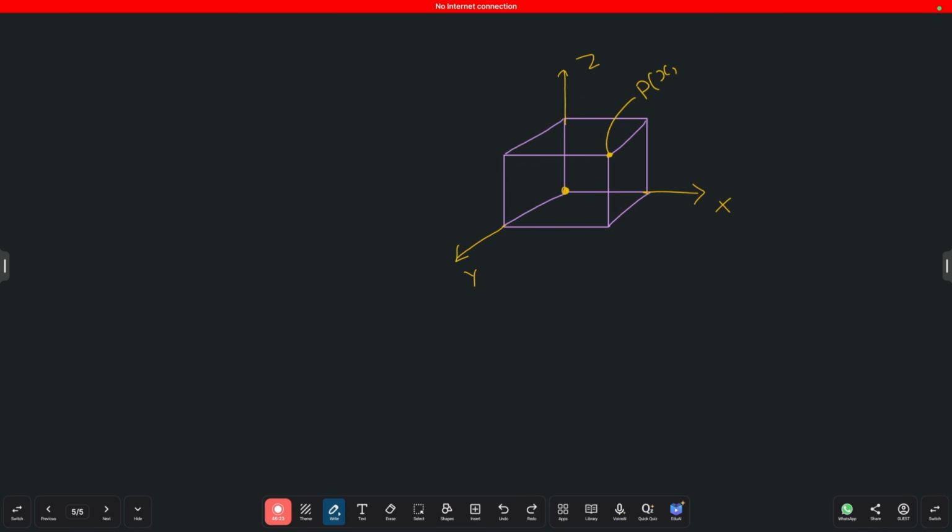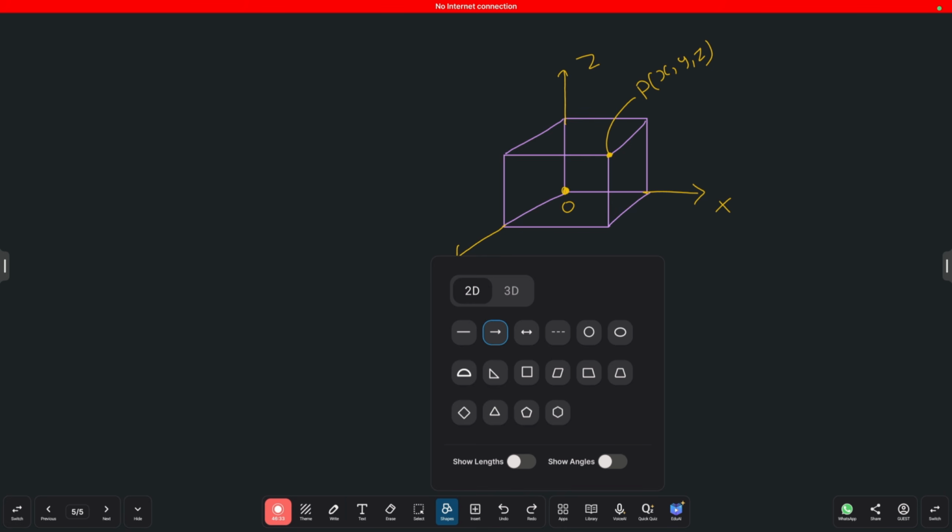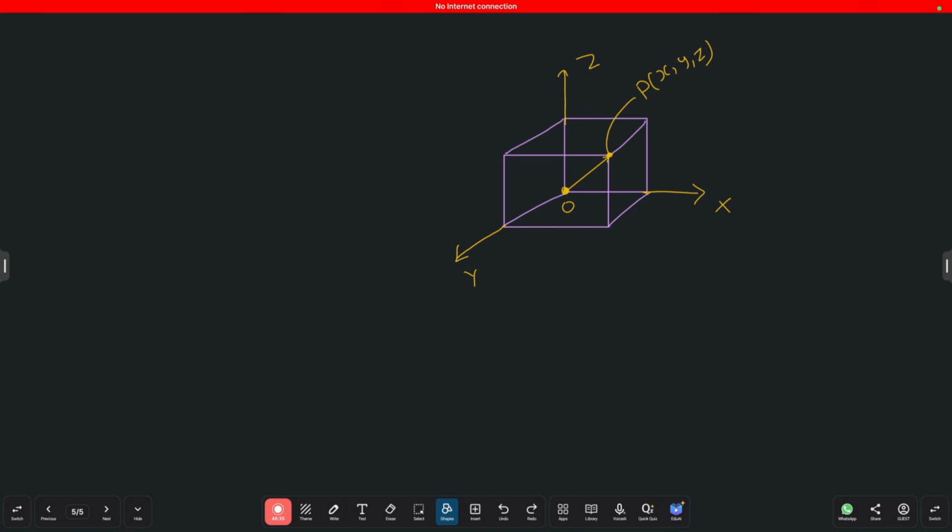What are the general coordinates of point P? x, y, and z. If I join O to P, this is OP vector, which is small r vector. Then what is small r vector? It is the position vector of point P. R vector, we write x i cap plus y j cap plus z k cap.